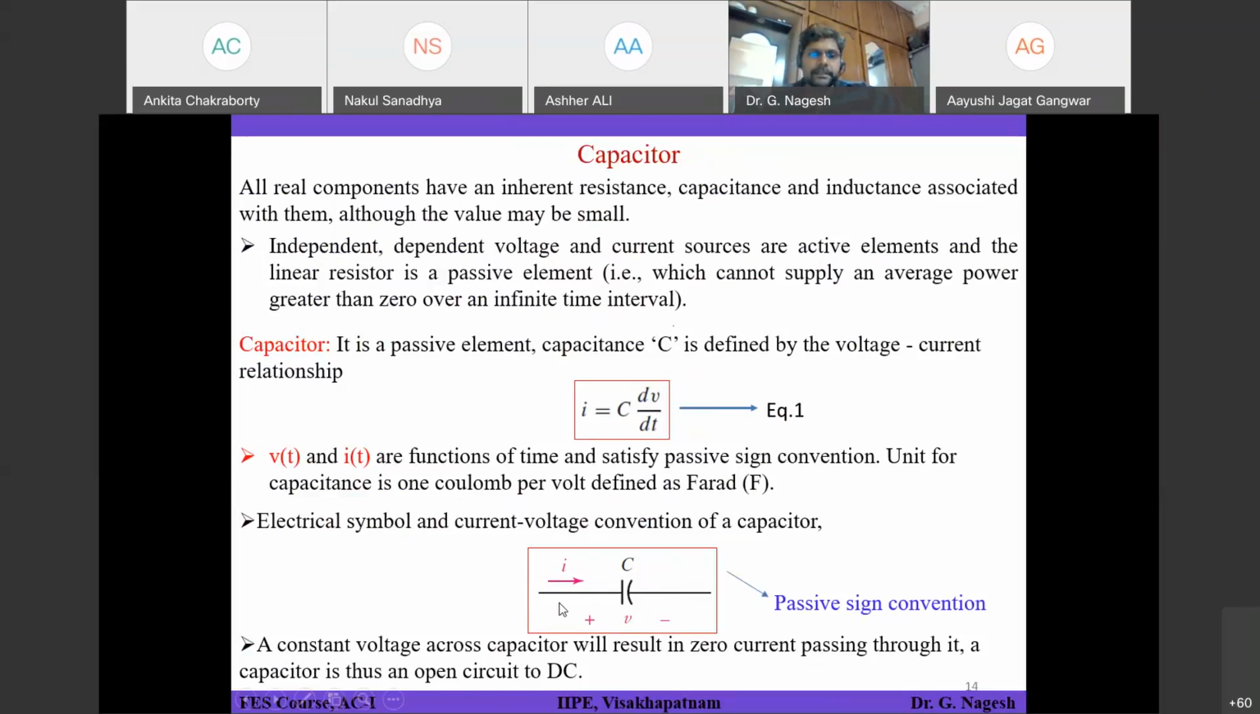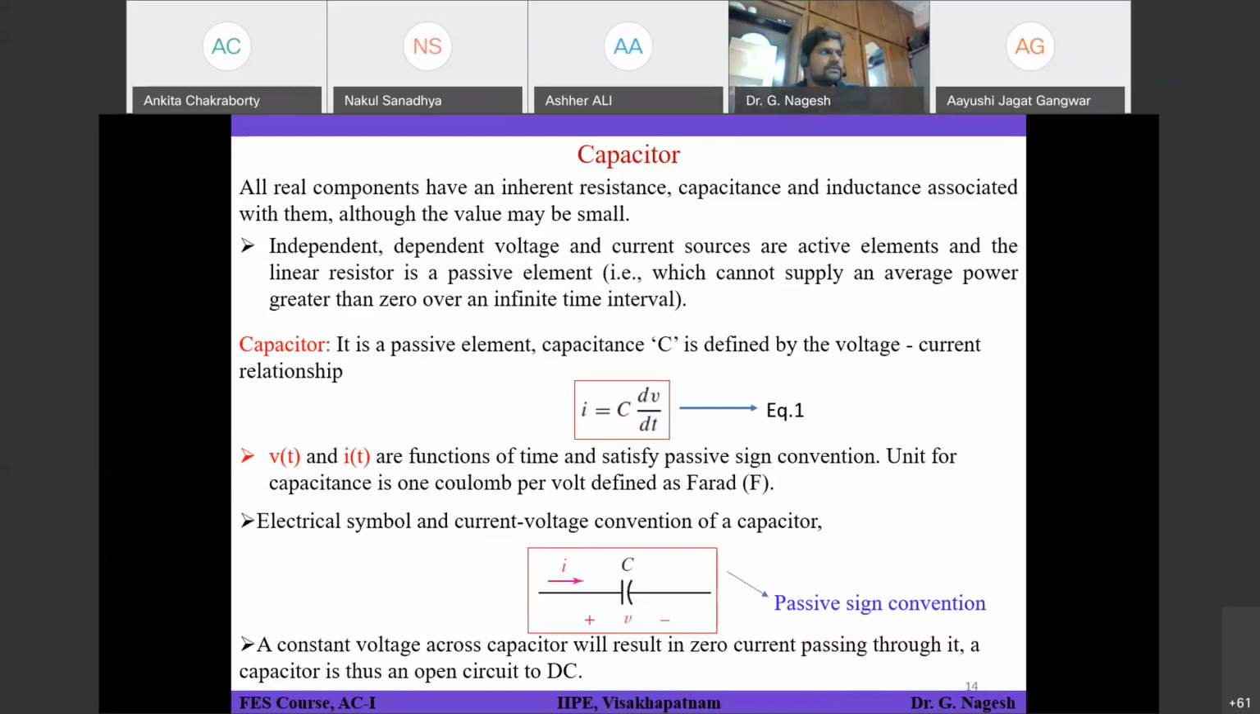Okay, right. So if the voltage across the capacitor terminals is constant, that means a constant voltage across the capacitor will result in zero current. If you see from equation 1, it's the derivative of v. So if v is constant, which is not varying with respect to time, obviously the derivative of a constant will be zero. So your right hand side will become zero and current will also become zero. That means a constant voltage across the capacitor will result in zero current passing through it. That is, a capacitor is thus an open circuit for DC.